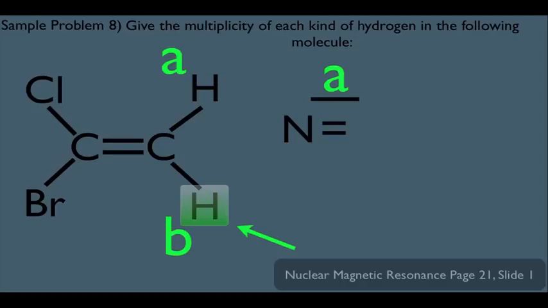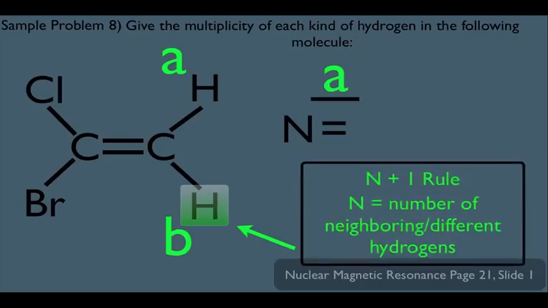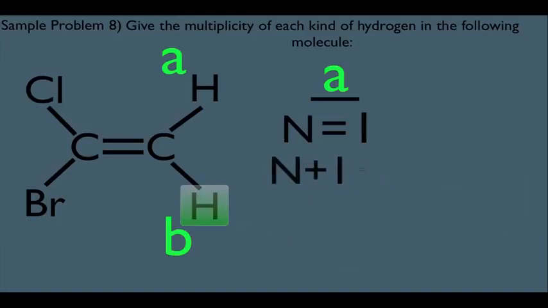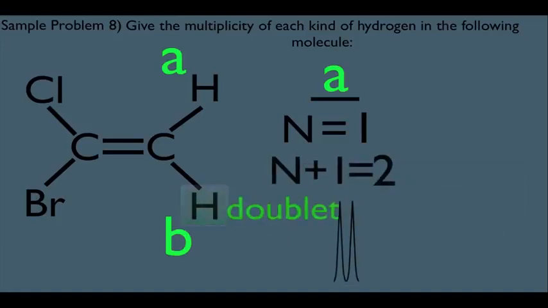Remember, let's look at our N plus 1 rule again here. Remember, N is the number of neighboring, or we can say, different hydrogens, which means for this particular case, the N value here is 1. And just to make sure you see this, it's 1 because B is A's neighbor, which means, again, plugging into the equation, N plus 1 equals 2, we should expect to see a doublet.